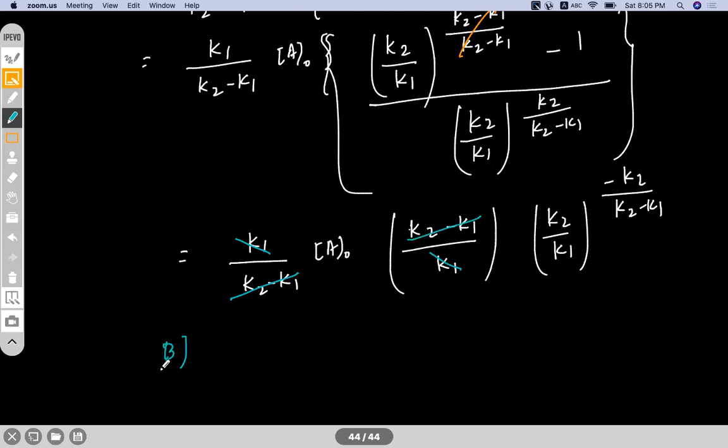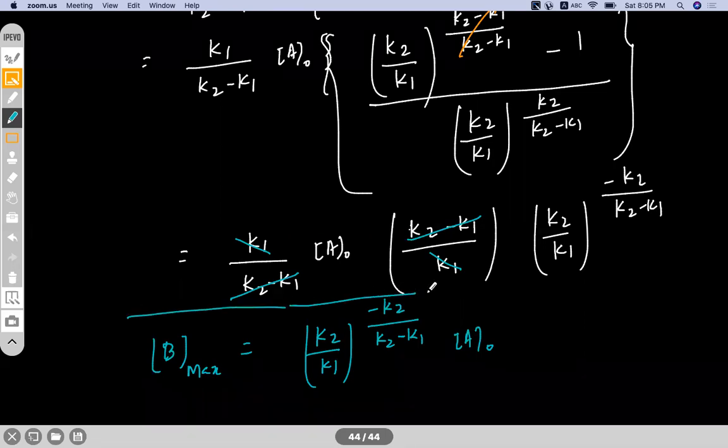So the final expression for B max is K2 divided by K1, whole to the power minus K2 by K2 minus K1, times A naught. This is the final expression for B max.